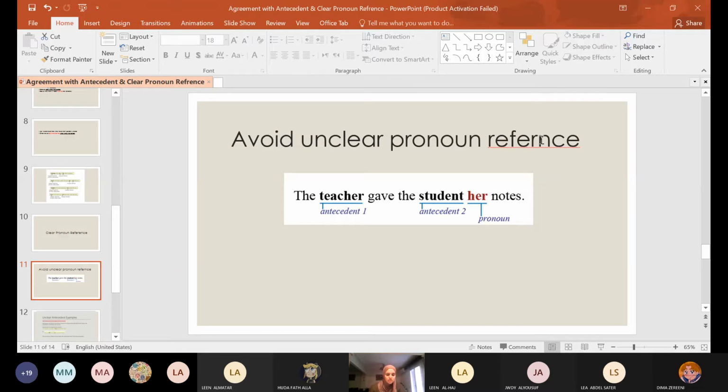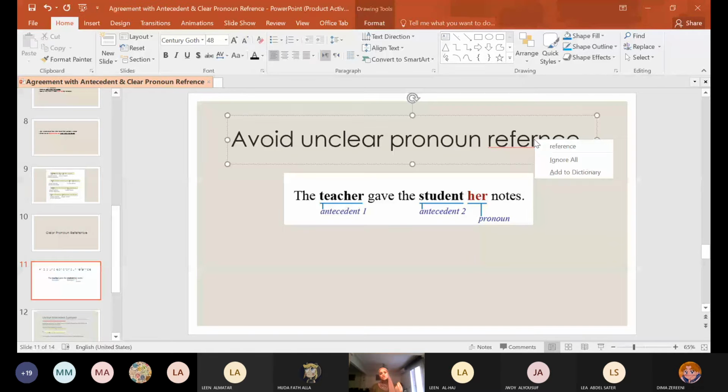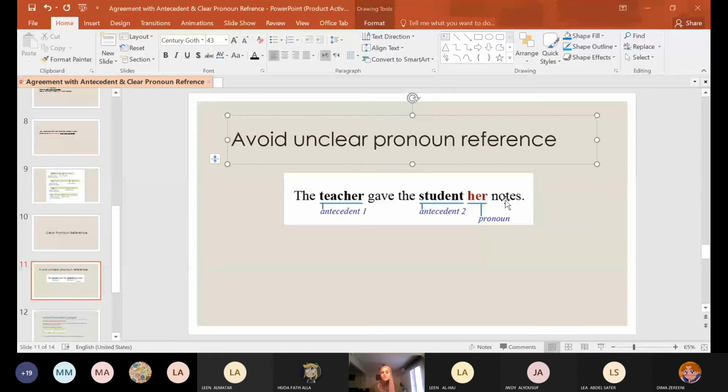The teacher gave the student her notes. Here, is her for the teacher or for the student? We don't know. So avoid using this.